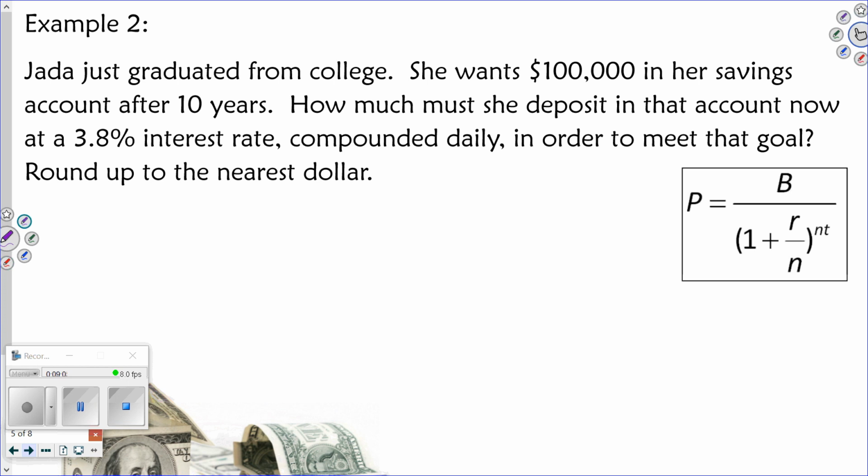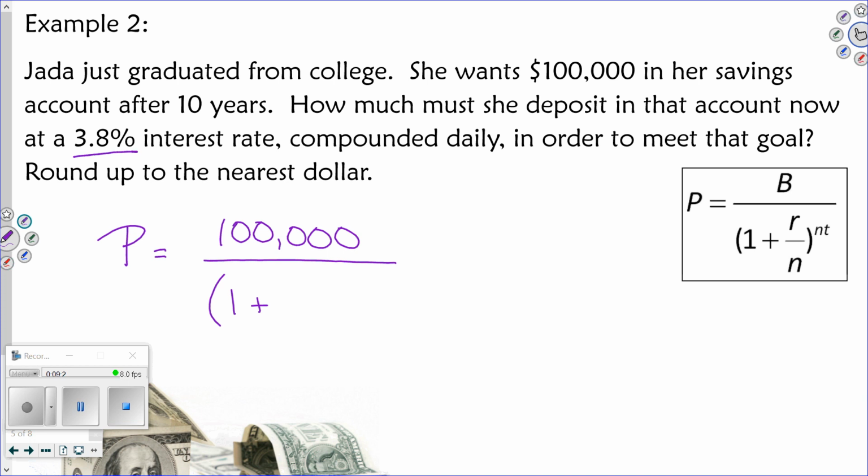All right. So we plugged stuff in the formula. So her balance, she wants 100,000. 1 plus her rate was 3.8%, so 0.038. How many times is it being compounded? 365. It says daily. And then 365 times how many years? 10 years.